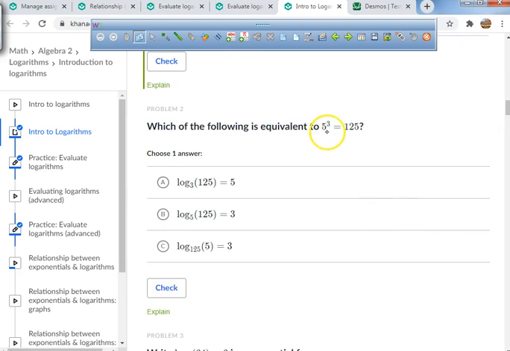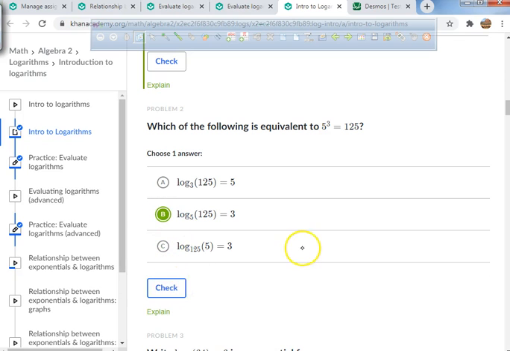Which one right here? What's our base? Our base has to be base 5. What are we raising it to? To the power of 3. Can you guys see this B would have to be the one that works if you go around the world? 5 raised to the power of 3 equals 125.